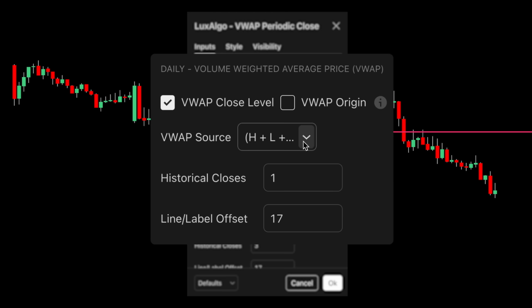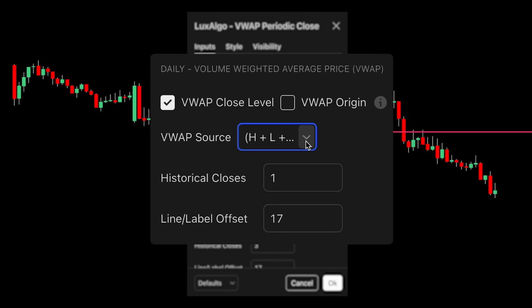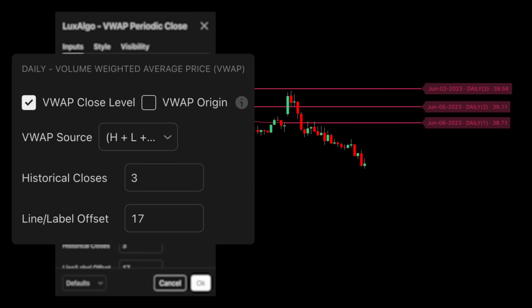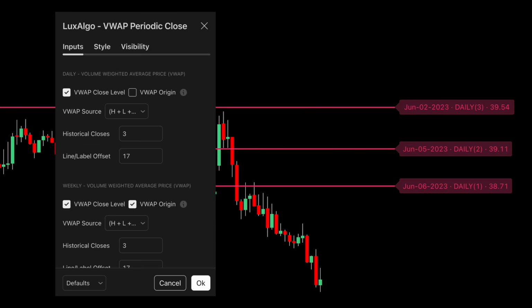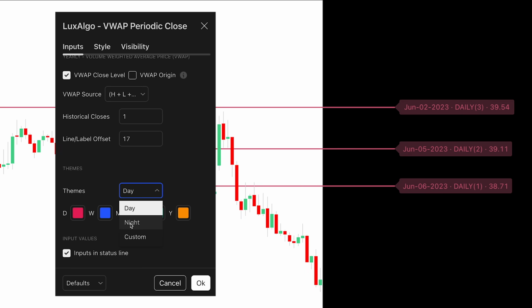You'll also find a VWAP source drop-down that lets you choose how the VWAP is calculated, and a historical closes input that controls how many look-back levels you want displayed. Set it to 3 on the daily time frame, and you'll see the last 3 daily VWAPs plotted on your chart. And if visuals matter to you, as they should, scroll down to the themes section. Here you can quickly switch between day, night, or custom mode, matching your VWAP lines with your chart style for better visibility.